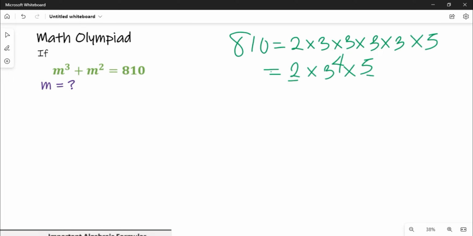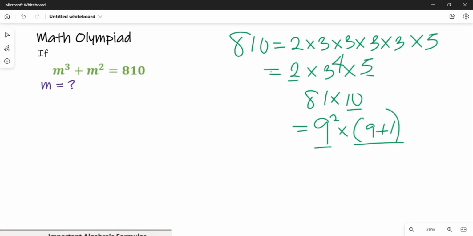5 times 2 will give us 10, and 3 raised to power 4 will give us 81, times 10. We simplify this, we're going to have 9 raised to power 2 multiplied by 10, which is 9 plus 1. Now multiplying everything here, 9 squared times 9 raised to power 1 will give us 9 raised to power 3, plus 9 squared times 1 will give us 9 squared.